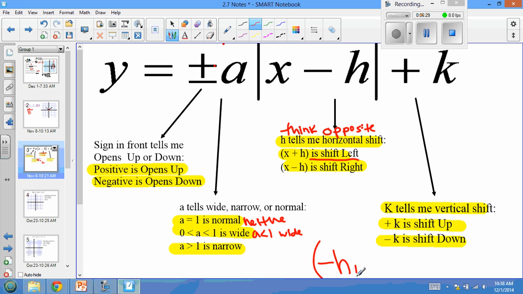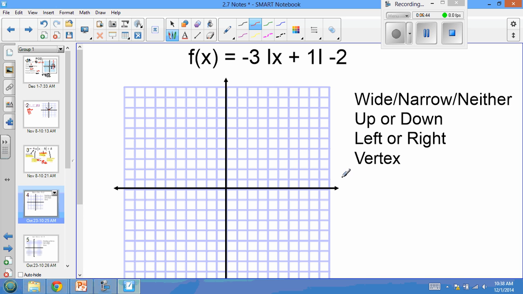And your vertex is still the same thing. You're taking the opposite of the inside. Outside stays the same. So opposite of inside, and then the outside's the same. Okay, so we're going to use these little rules to help us graph the following examples. Okay, so the first one.